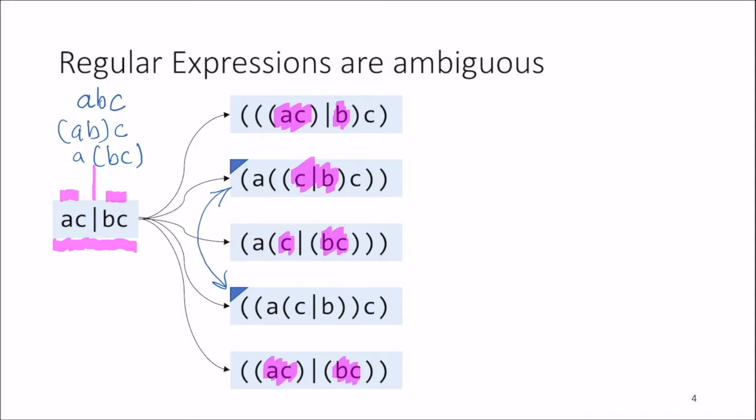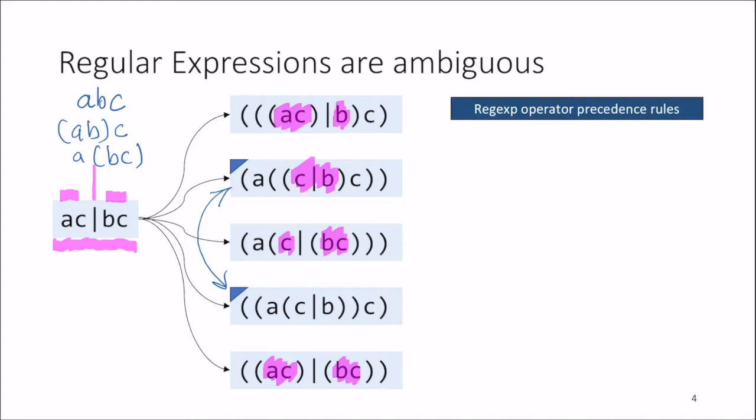Okay, so how do I choose between these five? Well, we use operator precedence rules and, as we'll see, associativity rules in order to pick which of these different bracketings is the right bracketing for a regular expression. And this is just by convention and by analogy to how we are used to using these operators in math.